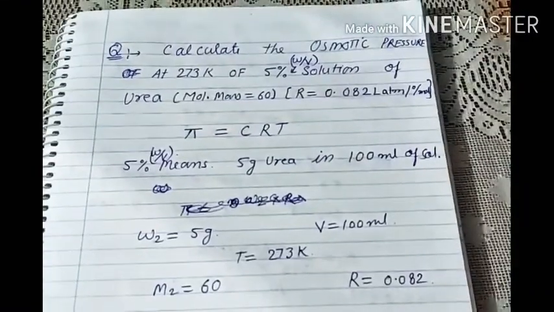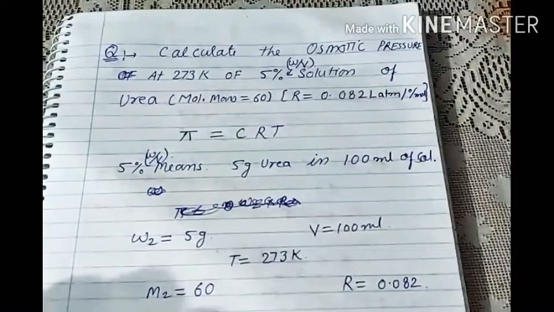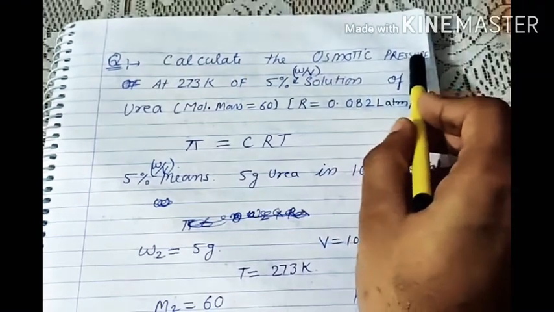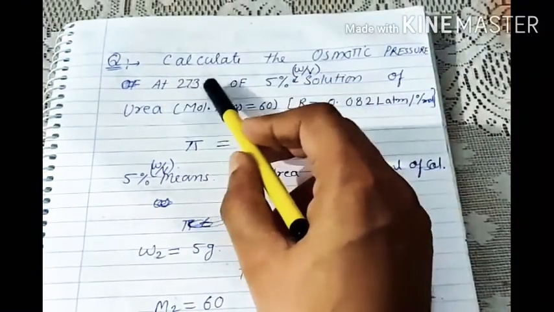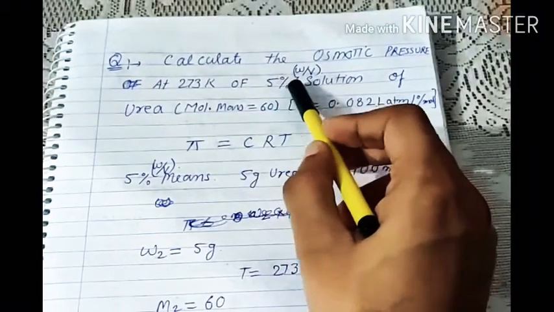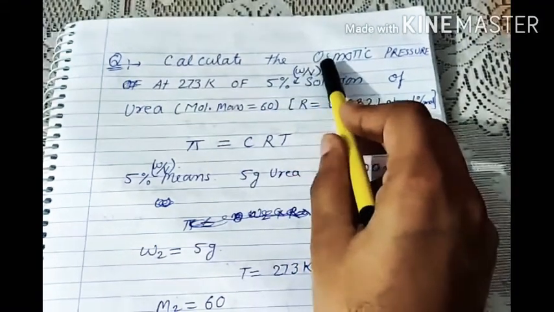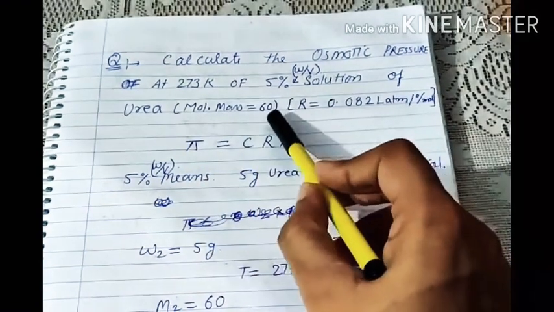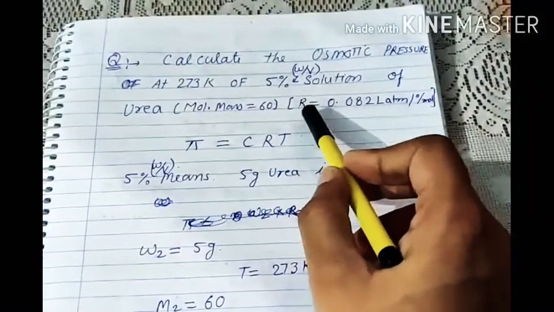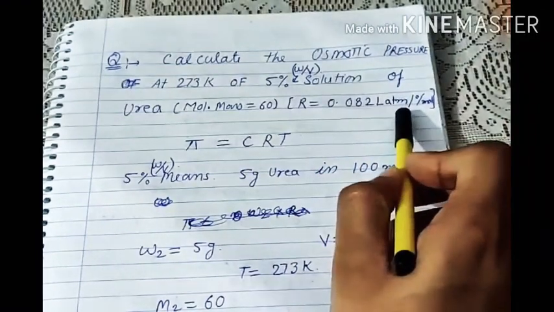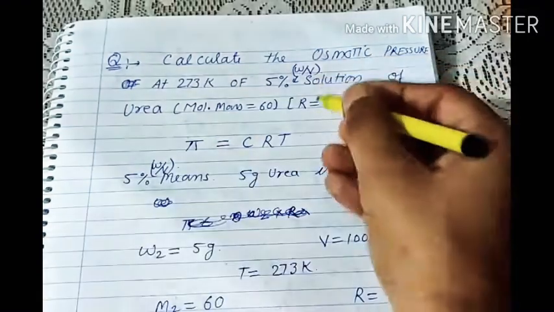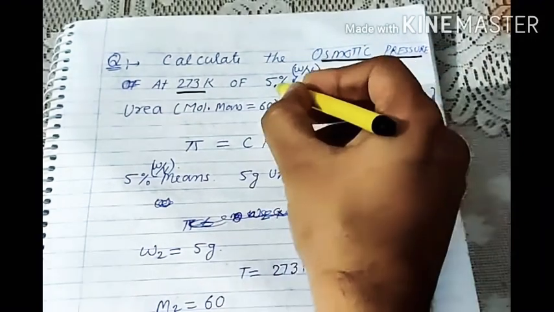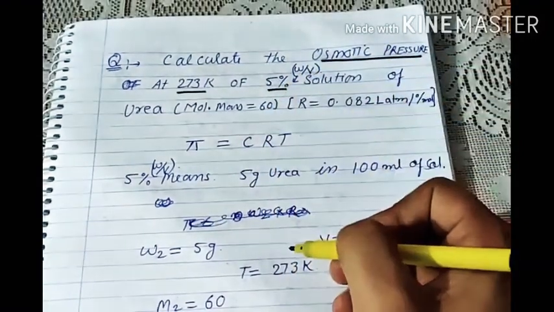Now class, we'll talk about the numericals based on the osmotic pressure. First numerical is: calculate the osmotic pressure at 273 Kelvin of 5% weight by volume solution of urea. Molar mass of urea is 60, it is given, and the value of R is also given here. Okay, now they are asking, we have to find out the osmotic pressure. Okay, temperature is also given, mass of the solution and the volume of the solution is also given.